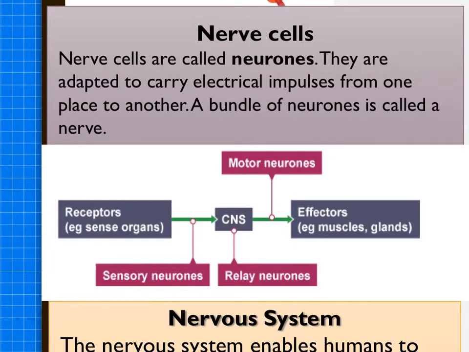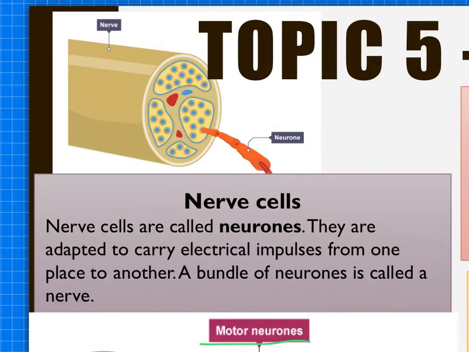So if we look a bit more at the nervous system, here we have the receptors that we've just been talking about, the sense organs, and then an electrical impulse travels through a sensory neuron to your CNS, which is known as your central nervous system, and then can travel back through motor neurons to your effectors, which are muscles and glands. The electrical impulses are travelling through nerve cells.